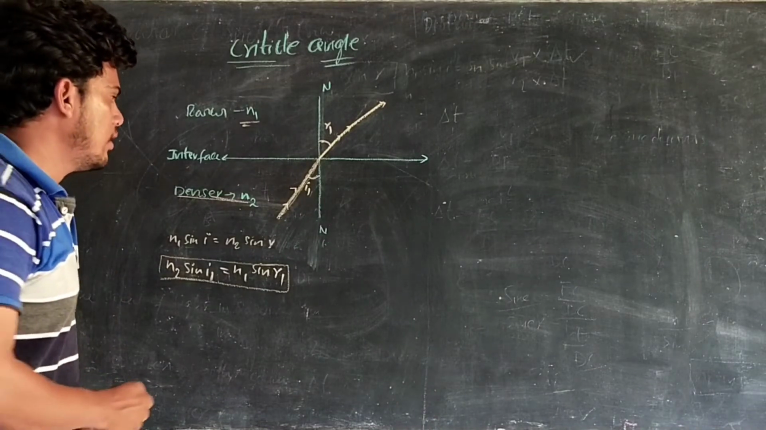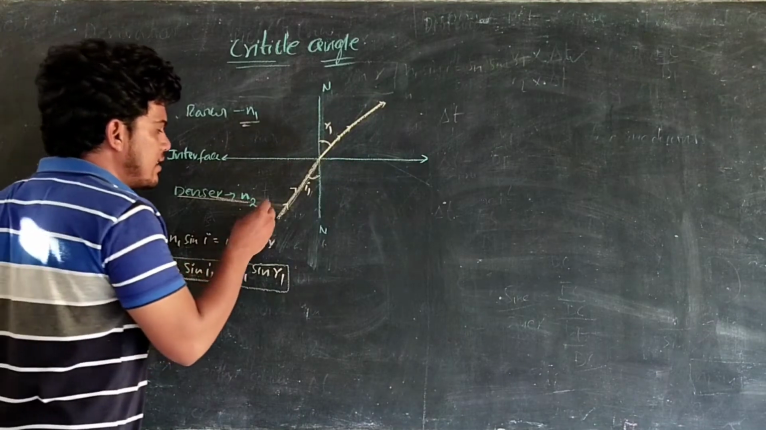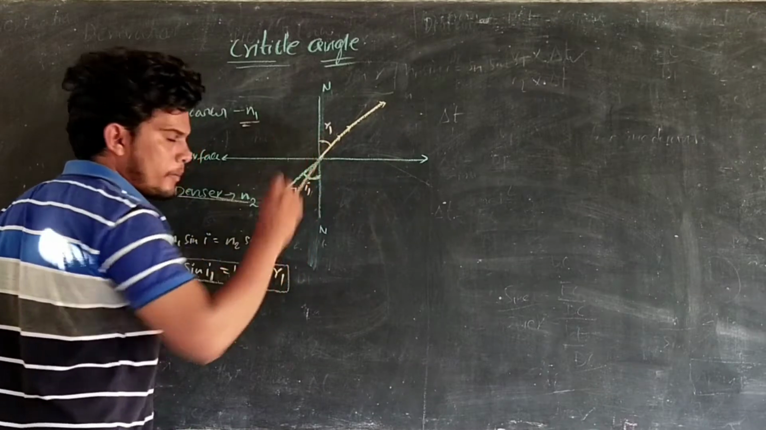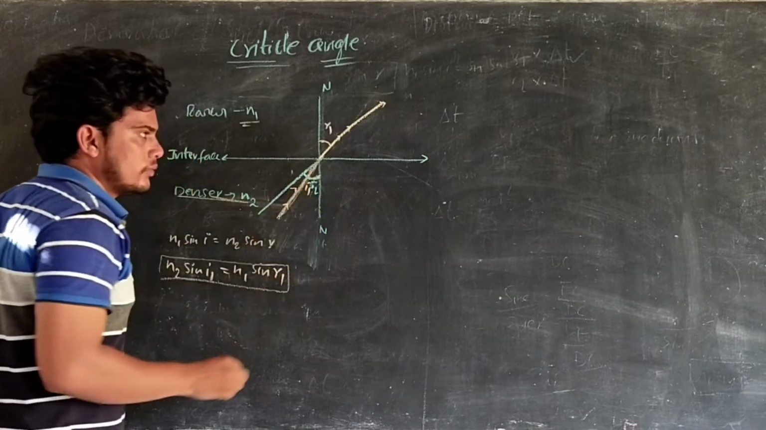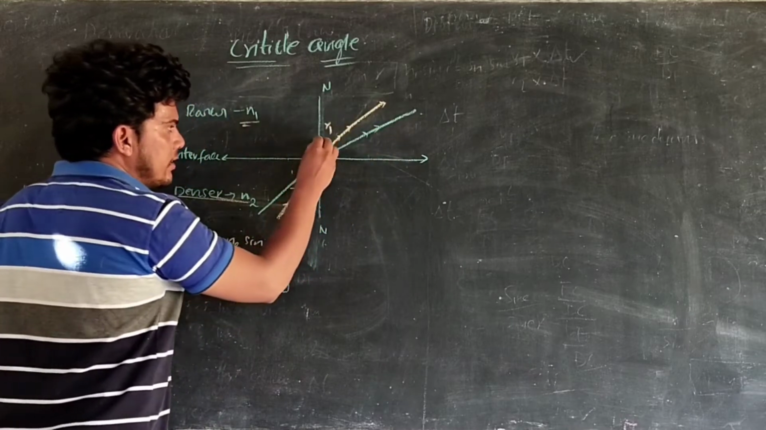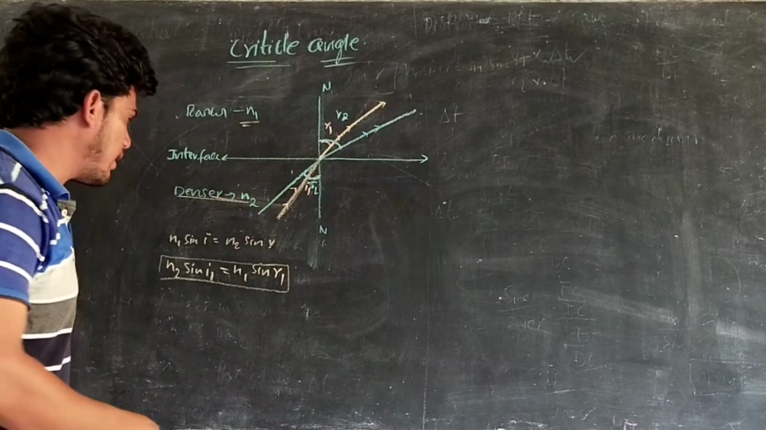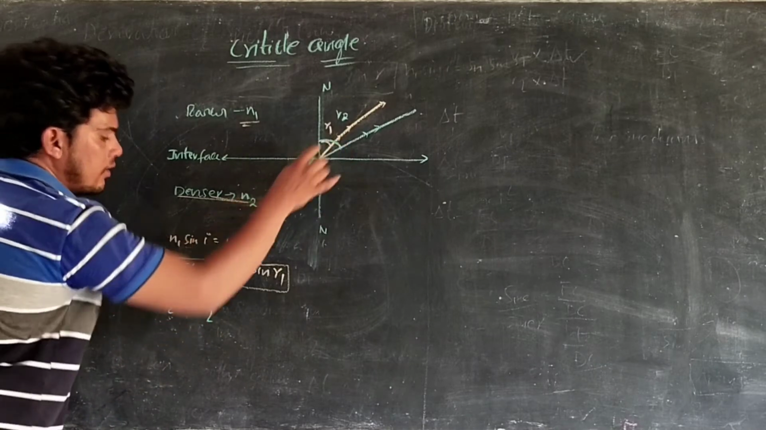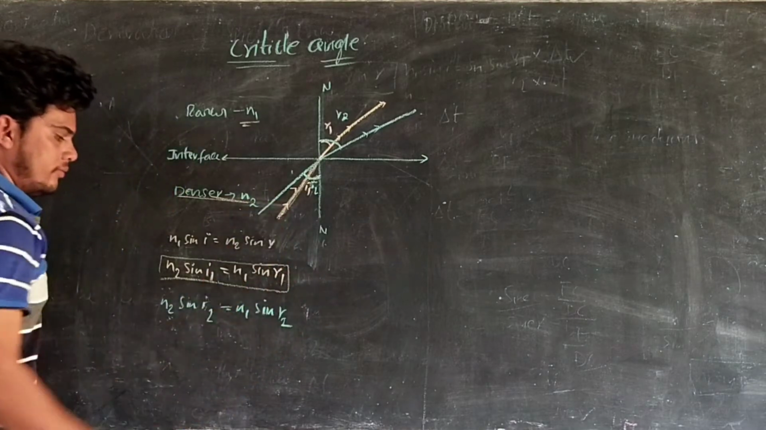Okay. Next, now I am passing another incident ray. I will consider the angle of this incident ray as I2. Then this incident ray refracts away from the normal. This angle is called R2. This ray also obeys Snell's law. Look at here, N2 sin I2 equal to N1 sin R2.